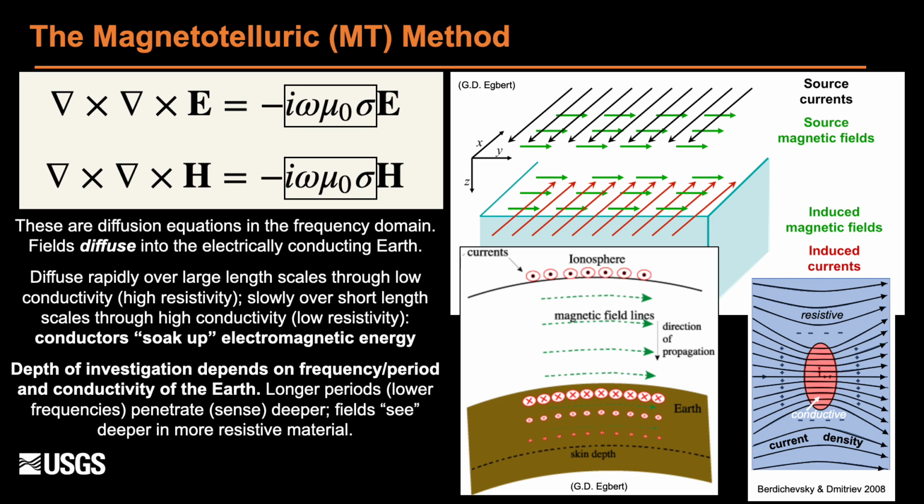And fields are able to propagate deeper in higher resistivity Earth. For example, in cratonic regions, which are generally more resistive for reasons that I will discuss shortly, MT data are often able to sense much deeper than in active tectonic regions, which are comparatively much more conductive.